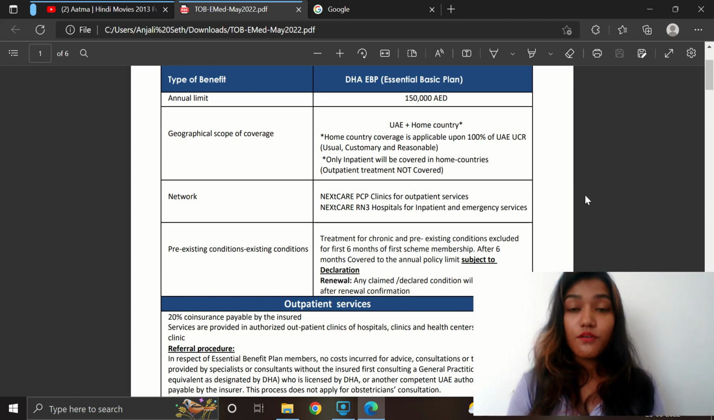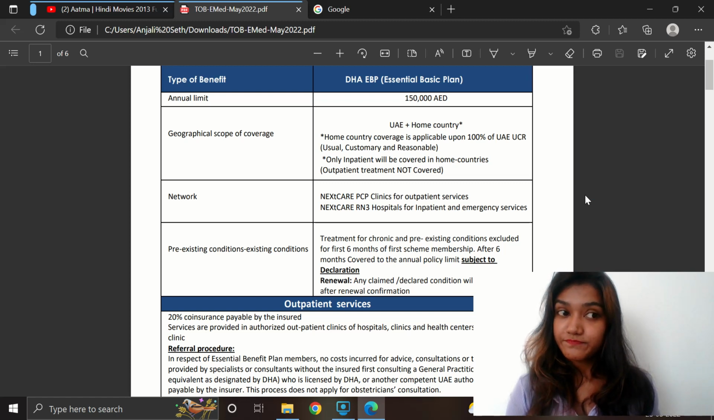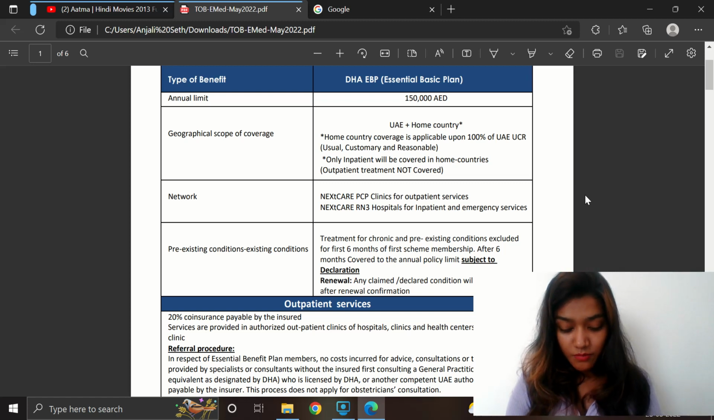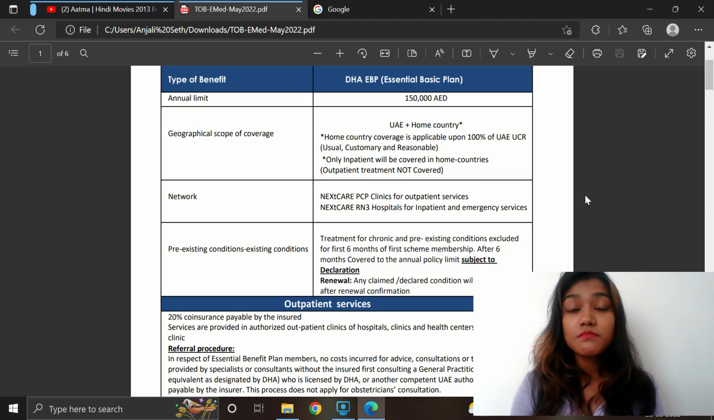So one of the most important things is that in this medical insurance, you are only going to get coverage restricted to clinics. You cannot go directly to a hospital, right? Because this is basic insurance, the minimalist insurance that people are getting over there. 589 dirhams is nothing for annual. This is for 1 year, so this is like nothing. 589 is nothing, right? So moving ahead.